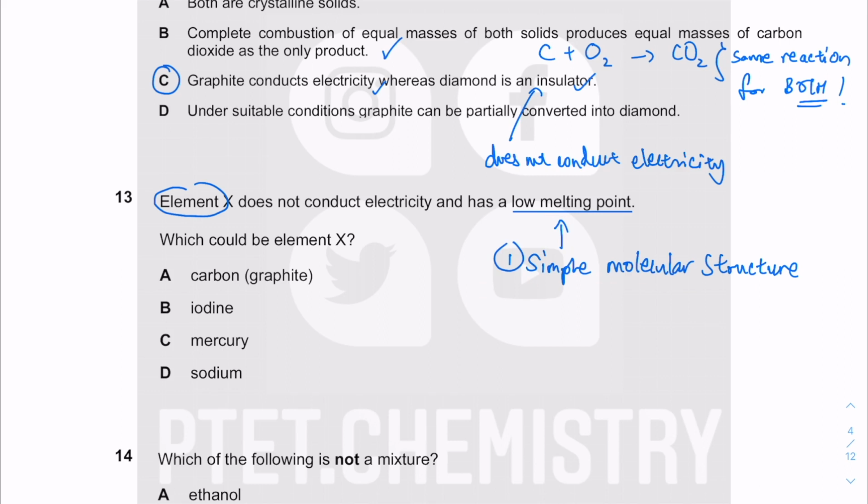Well, the second factor is that it does not conduct electricity. So graphite is out because graphite conducts electricity. Iodine is actually the answer we are looking for, because iodine exists as I2, just like Cl2 and Br2. It has a single covalent bond. The dot and cross drawing shown is actually wrong, because group 7 elements have 7 outer shell electrons. So do not just draw what you want to see. This is a display formula. In the dot and cross, you show every single outer shell electron.